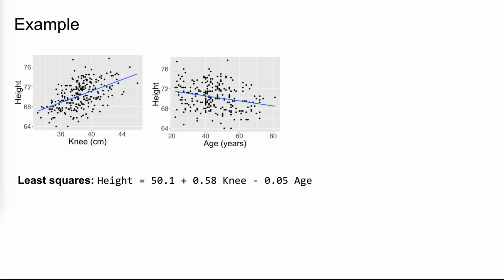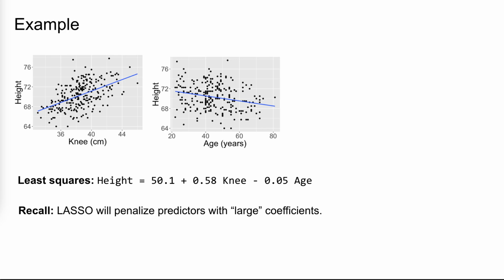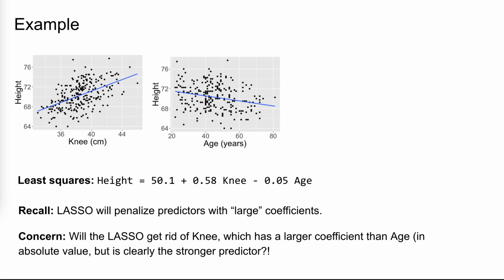A least squares estimate of the model has this formula. Height equals 50.1 plus 0.58 times knee minus 0.05 times age. Suppose instead that we estimated this model using a LASSO algorithm. We learned in part 1 of the video series that this algorithm will penalize predictors with quote-unquote large coefficients. If it hasn't already, this might raise some concerns for you.